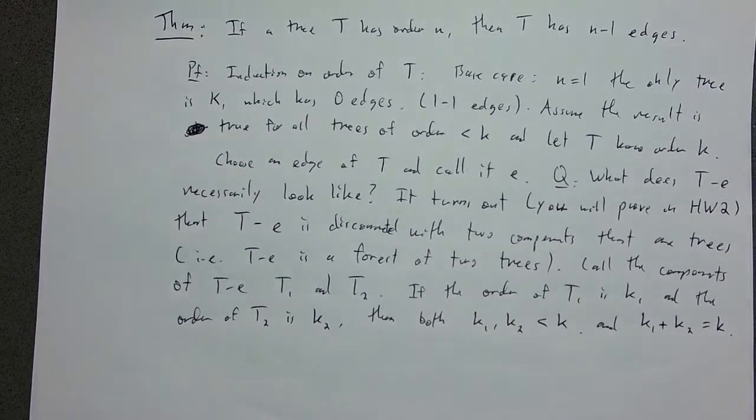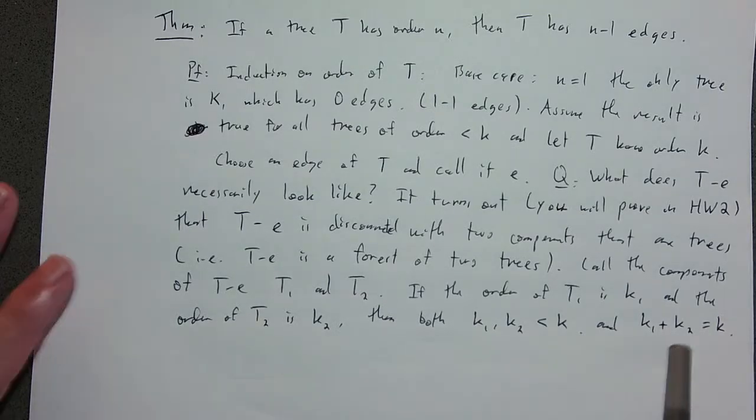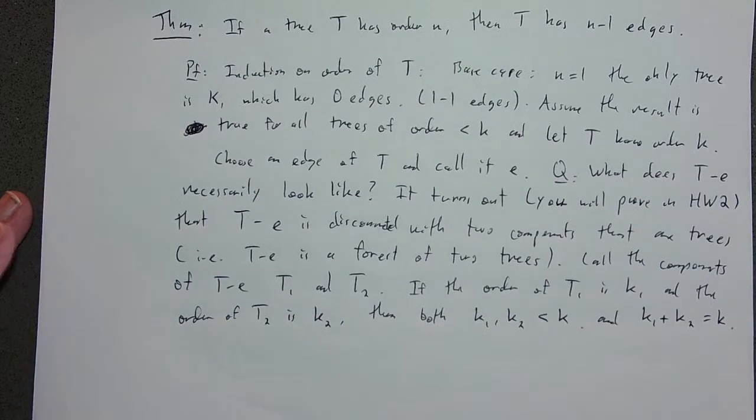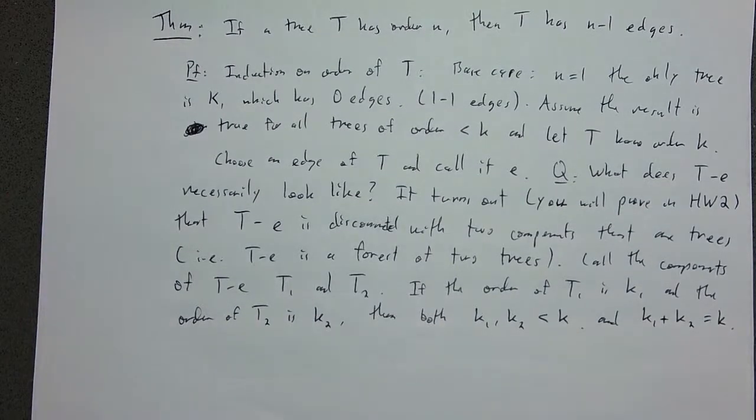Of course, we removed an edge. We did not remove any vertices. When you do edge deletion, you're not removing vertices, you're just removing the edges indicated. So we only removed the edge, all the vertices stayed. And so K1 plus K2 is definitely all of K. It's all K vertices in the original graph or tree T.